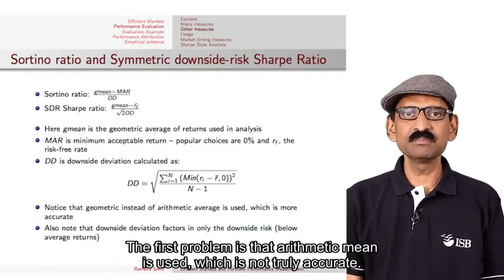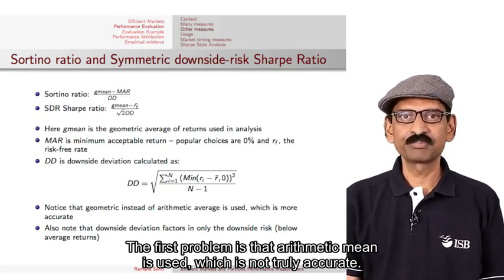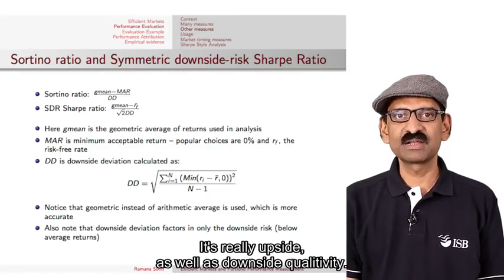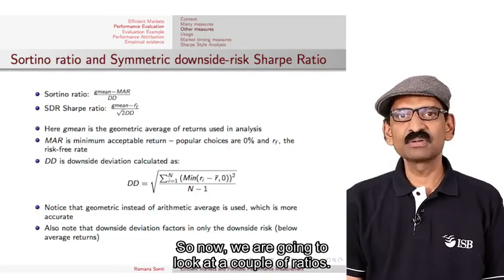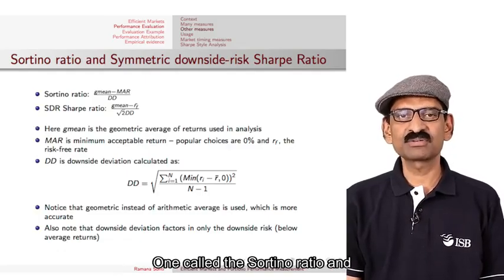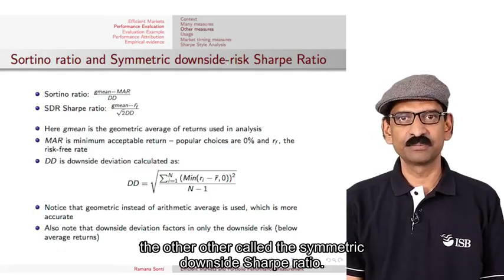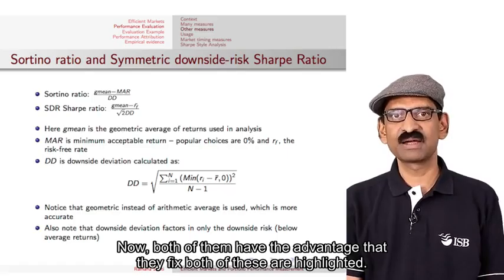The first problem is that arithmetic mean is used, which is not truly accurate. The second, of course, is that the volatility in the denominator is really upside as well as downside volatility. So now we are going to look at a couple of ratios, one called the Sortino ratio and the other called the symmetric downside Sharpe ratio. Both of them have the advantage that they fix both of these problems I highlighted.